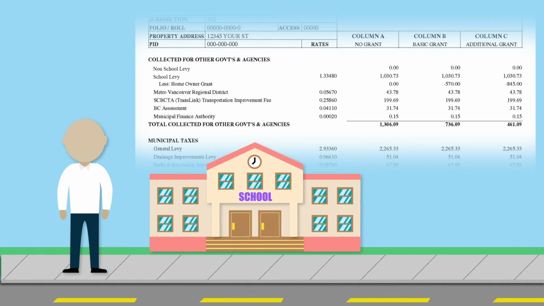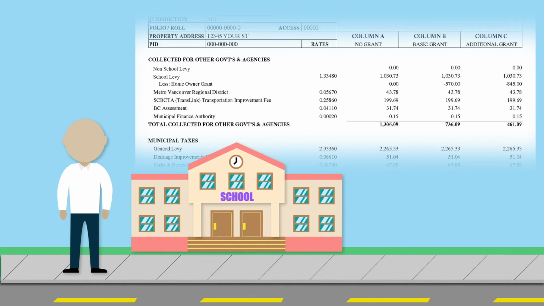The city collects the school levy, and the city submits this amount through to the province of BC. They set the school levy based on the budget to operate schools across the province and inform the local government what the tax rate is annually.